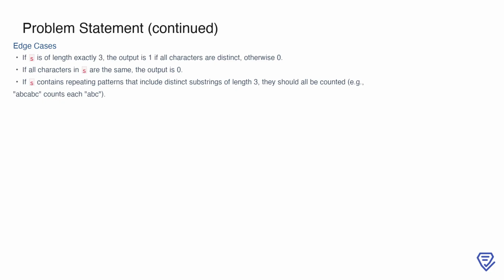Finally, if the string contains repeating patterns that include distinct substrings of length 3, each occurrence of these distinct substrings should be counted. For example, in abcabc, both instances of abc are considered good substrings and should be included in the count. These edge cases help ensure we handle all possible inputs correctly.